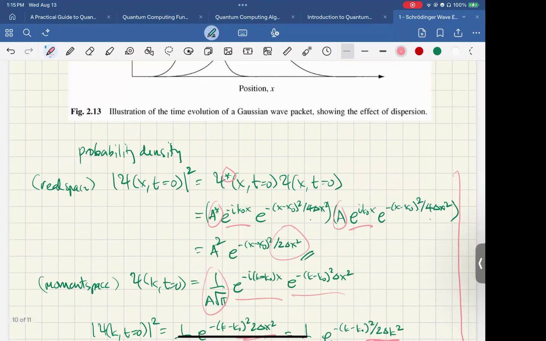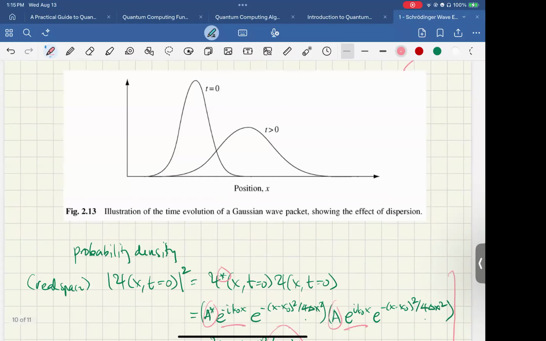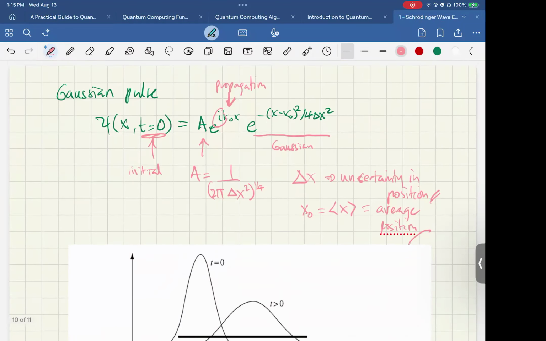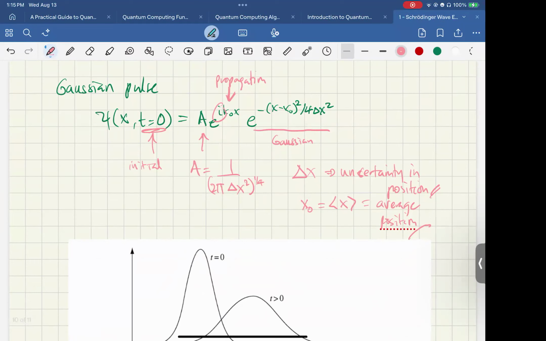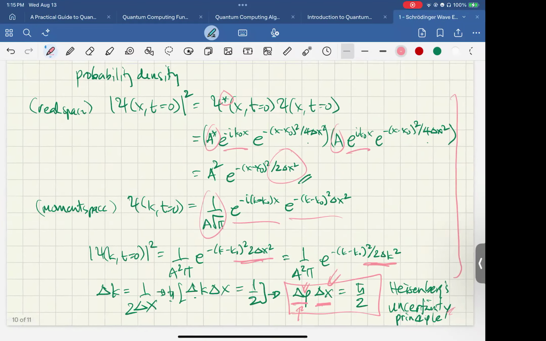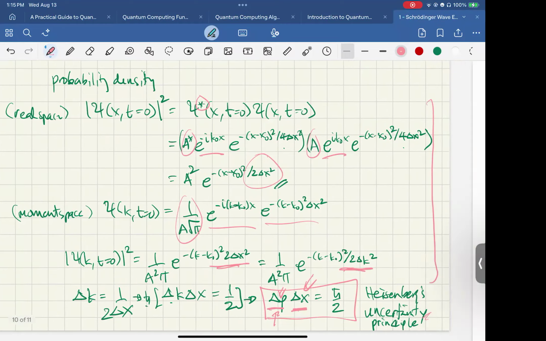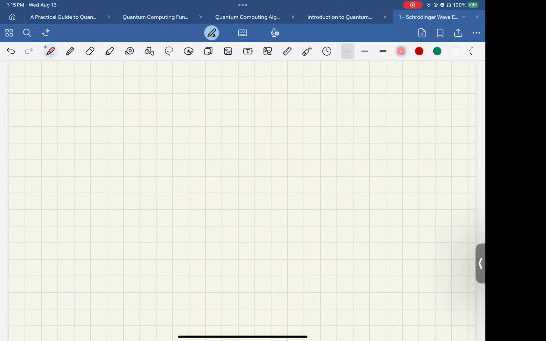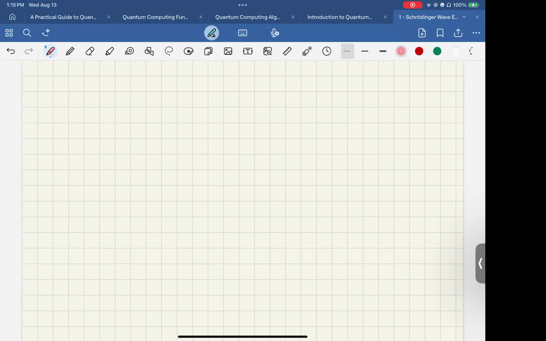Okay, so what happens to this uncertainty as time progresses? Because this is only at t equals 0. What happens to the uncertainty as time progresses? So, what happens is this. Now we describe a wave function with a time dependence.